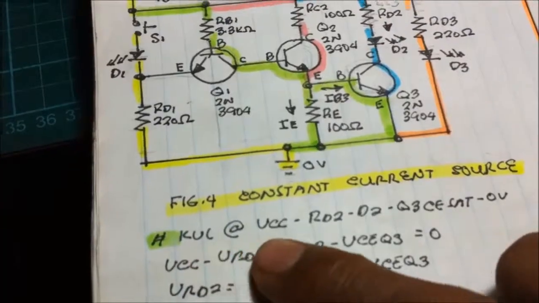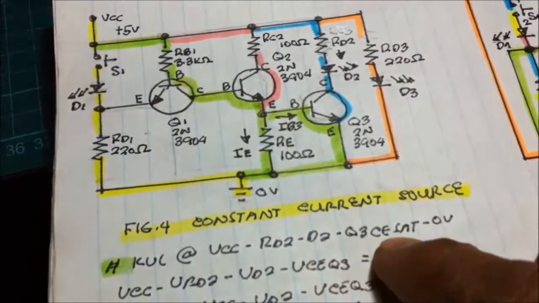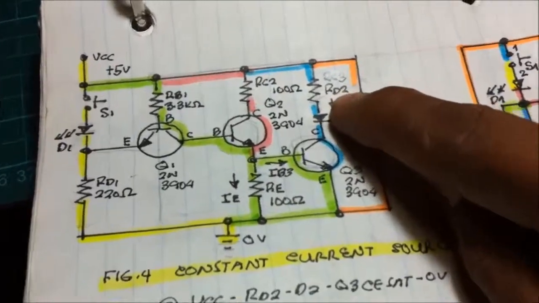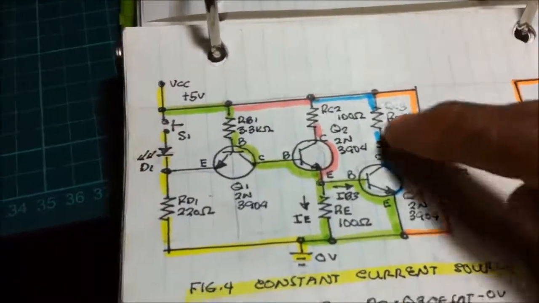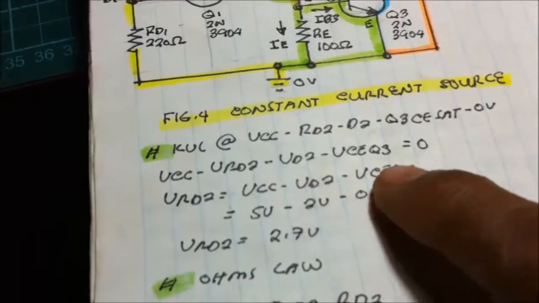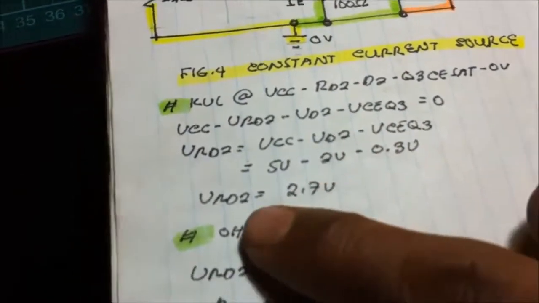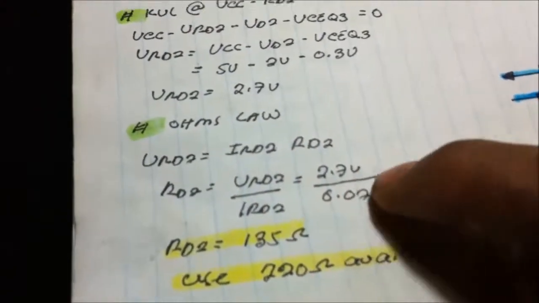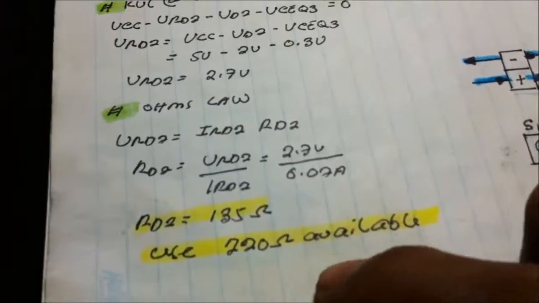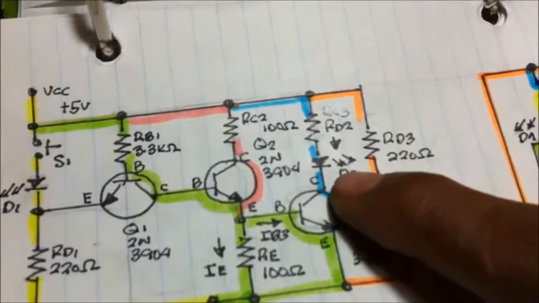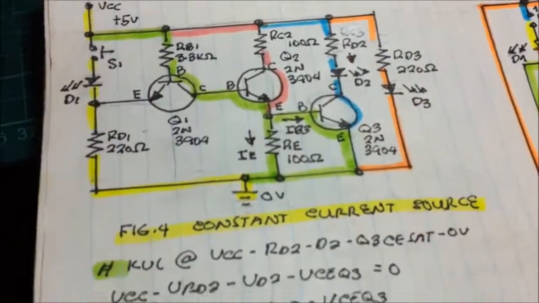Very small current. KVL at VCC to RD2, D2, Q3, C is set. So we're taking another KVL here to compute for the values of the resistor. VCC, RD2, D2, collector emitter saturation, 0.3 volts. We got the voltage drop at RD2, 2.7 volts. Using Ohm's law, IR, RD2 transposition, RD2 135 ohms. I'm using 220 ohms for the value of the resistor at the collector side of this new transistor.